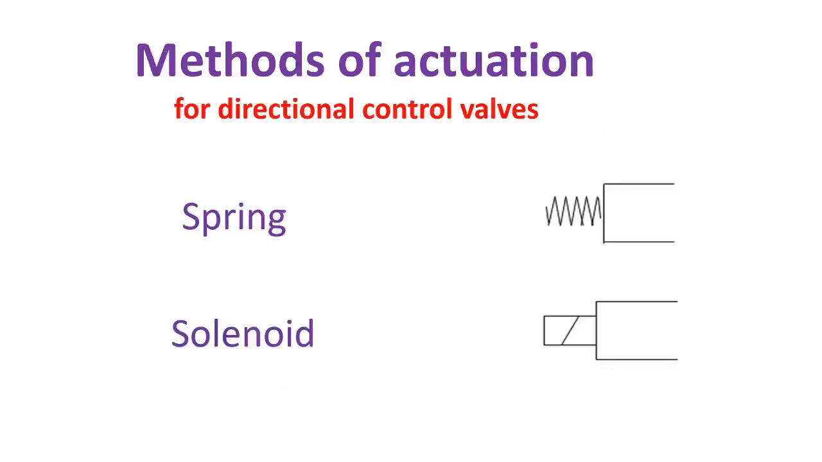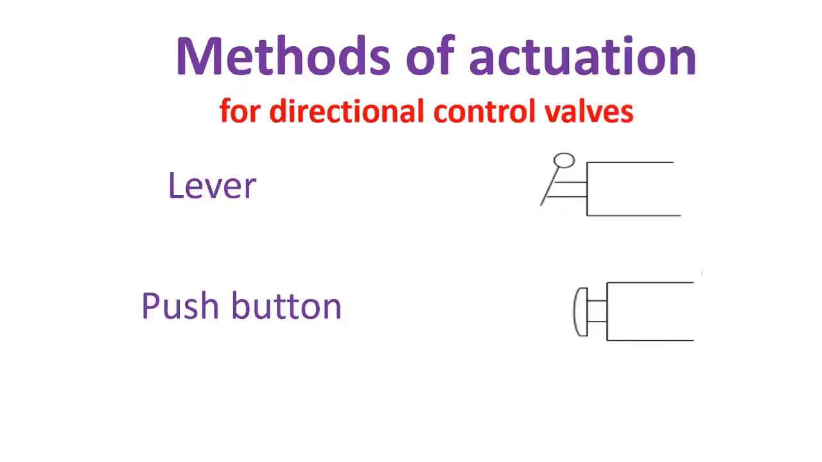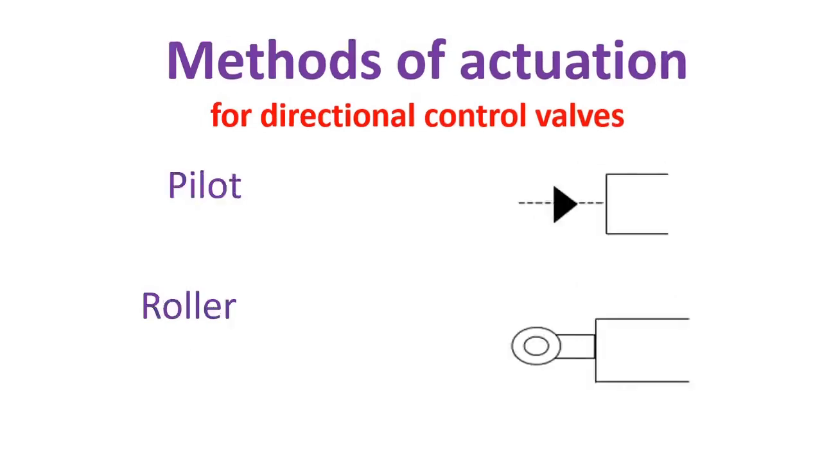The next topic is the methods of actuation for directional control valves. This is the symbol for spring. The next one is the symbol for solenoid, lever, and push button. Pilot. Next, roller.